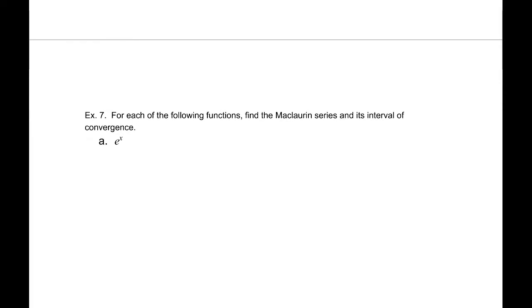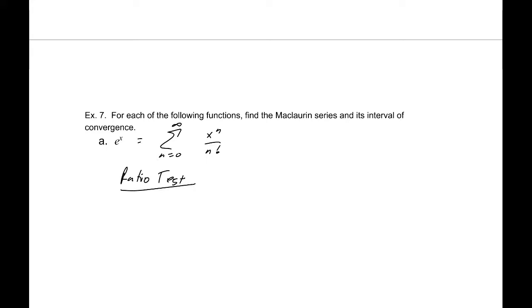For each of the following functions, find the Maclaurin series and its interval of convergence. Now, I don't need to find the Maclaurin series, because we know the Maclaurin series for this is the sum from n equals 0 to infinity of x to the n over n factorial, based on our previous work. So first, let's see where this converges. Let's go with our ratio test.